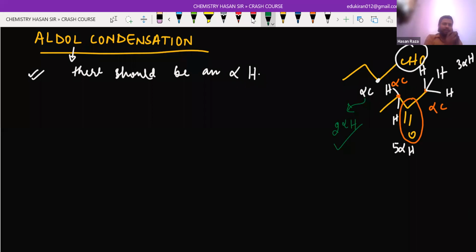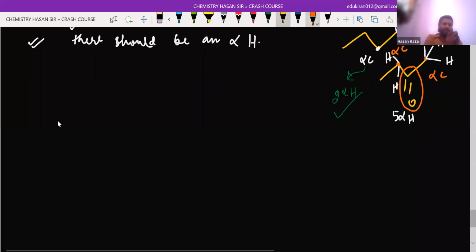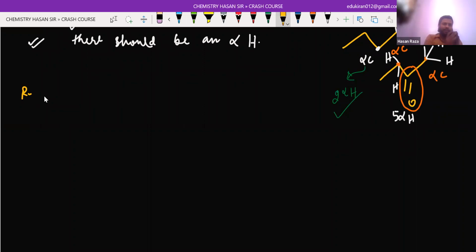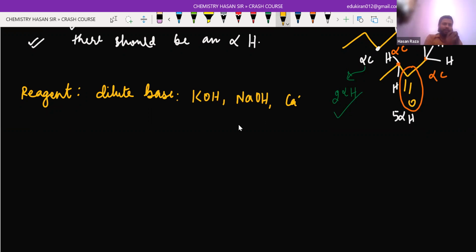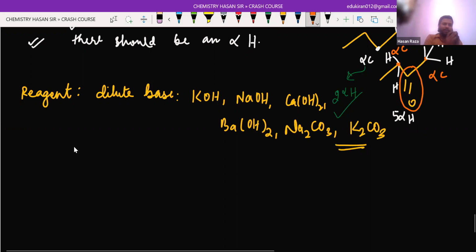I'm going to show you the reaction. First of all, I'm going to write which reagent we use. Reagent is dilute base. Either we can use KOH, which should be dilute, NaOH, which should be dilute, and also we can use calcium hydroxide, which should be dilute, or we can also use Ba(OH)2. In some reactions, you can see it will be Na2CO3, which should be dilute, and K2CO3. These are all conditions for aldol.